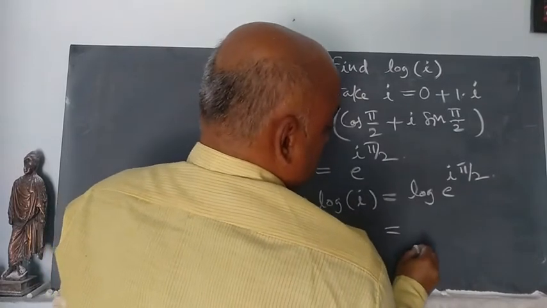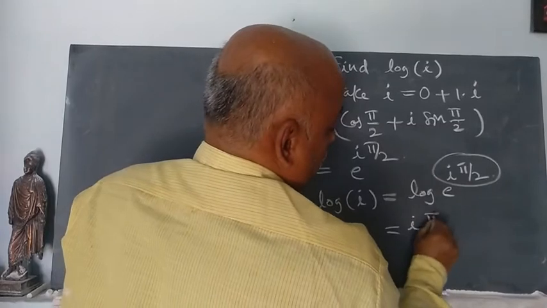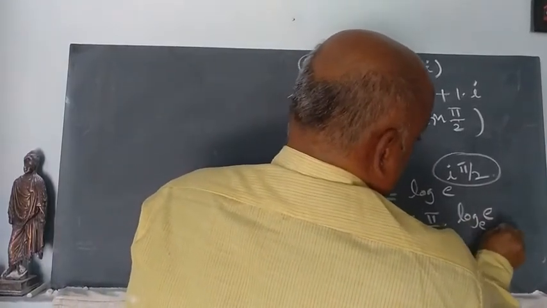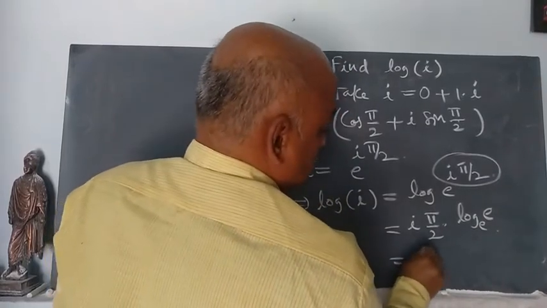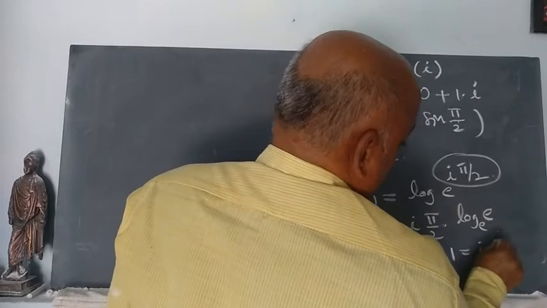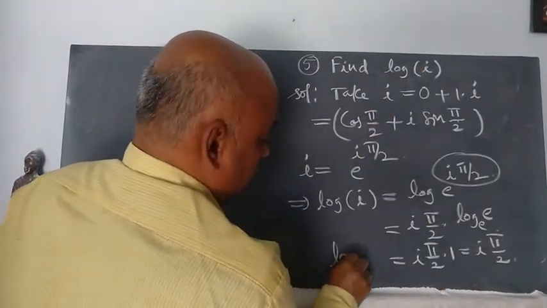This is equal to i into pi by 2 into log e with base e. So this is equal to i into pi by 2 into 1, which is equal to i pi by 2. So this is log of i.